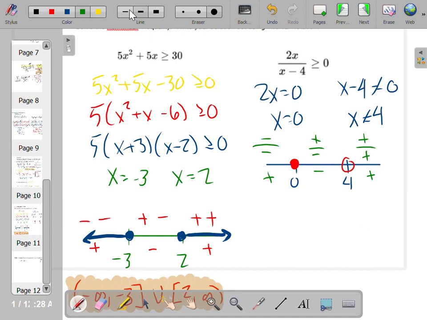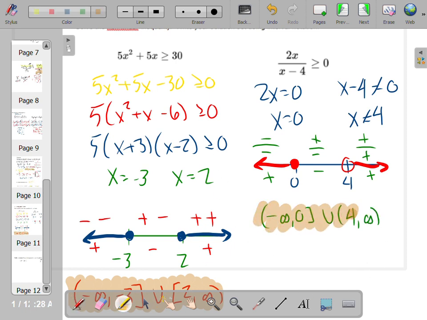Again, I want the positive intervals, so the positive intervals are to the left and to the right. You just got to be careful. In interval notation, my answer would be -infinity to 0 with a bracket. However, 4 does not work, so it's in parentheses, 4 to infinity. And that is your interval notation for that one.